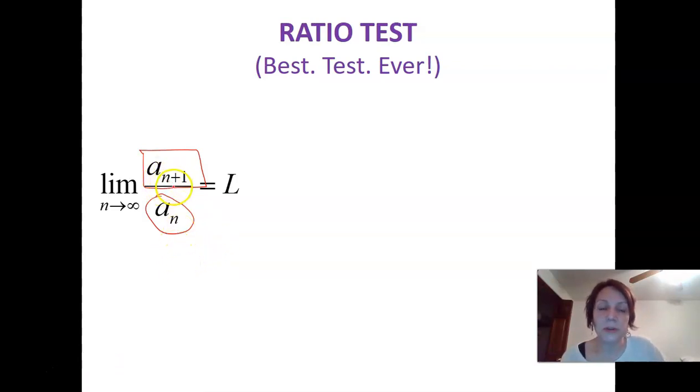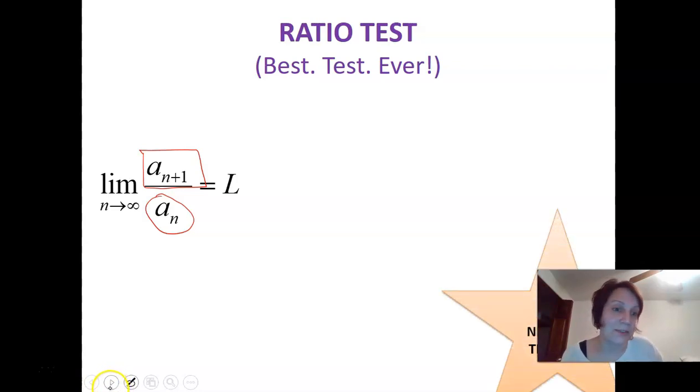So here's our ratio test. Here's the way it goes. You set it up, you take the term that's given to you in your series, you rewrite that same term in terms of n plus 1, and you take the limit of that expression as n approaches infinity, and you see what happens. One of 3 things is going to happen.